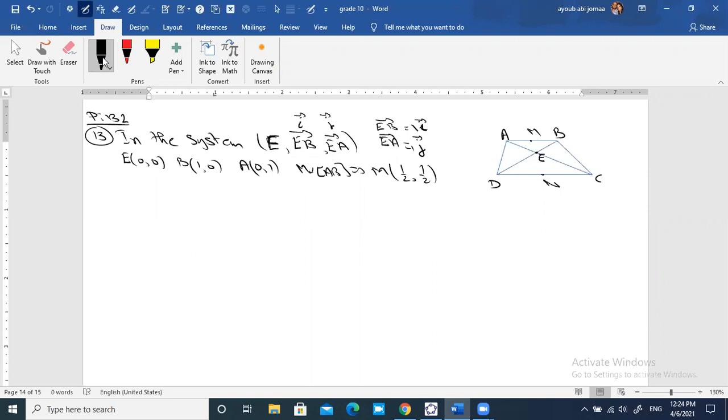For example here, point E in the system (E, EA, EB) or (E, EB, EA), the coordinates of E are (0, 0). Right. But if you consider the system (D, DC, DA), in this system the coordinates of E will not be (0, 0). If you change the system, all the coordinates change. Yes. Okay.